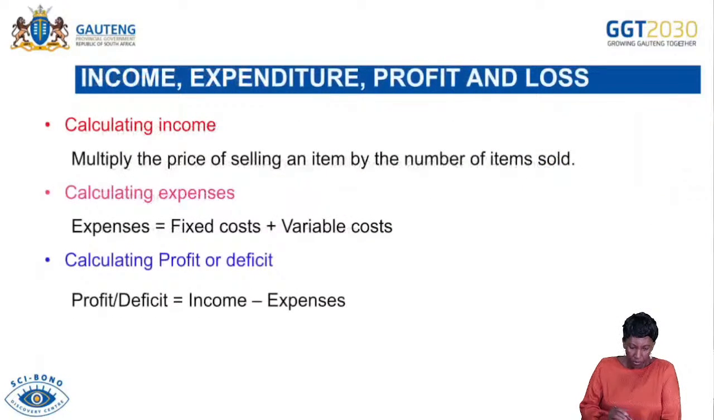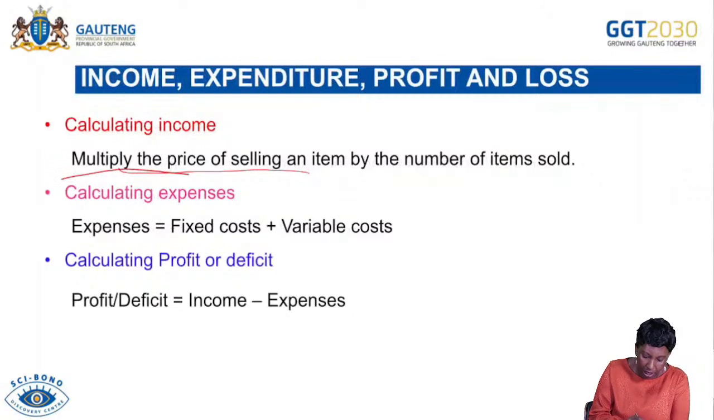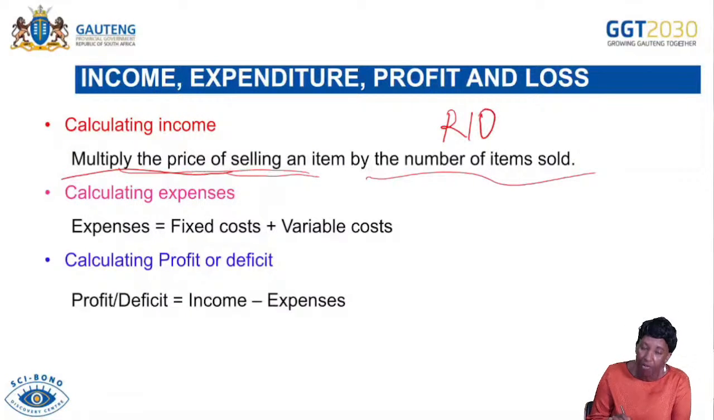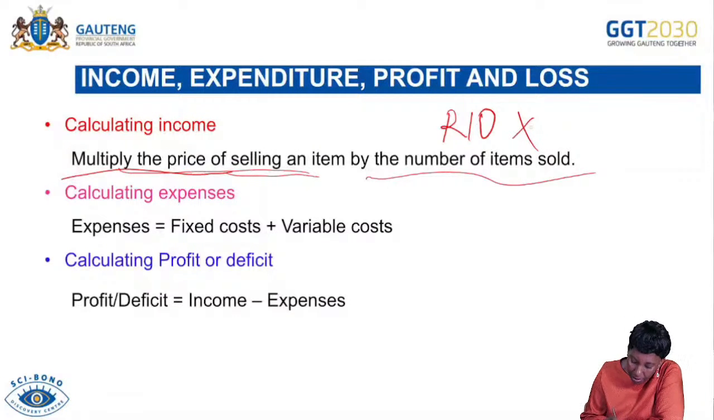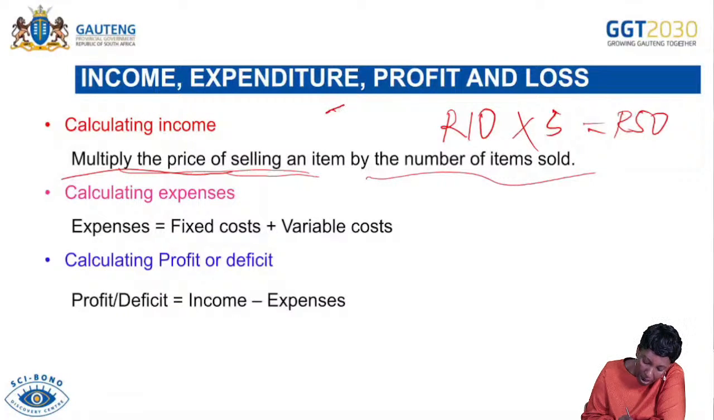Now, boys and girls, when it comes to calculating the income, we say it is multiplying the price of a selling item by the number of items sold. If I am selling an item for 10 rand, and that item cost me 10 rand, and I've sold 5 items, it will be 10 rand multiplied by 5. Now I will get 50 rand, because it is 10 times 5, which will be my income.